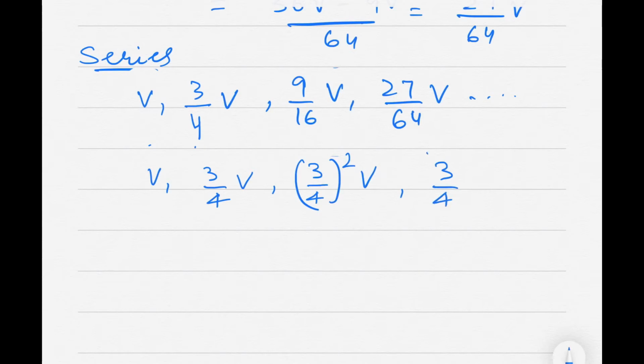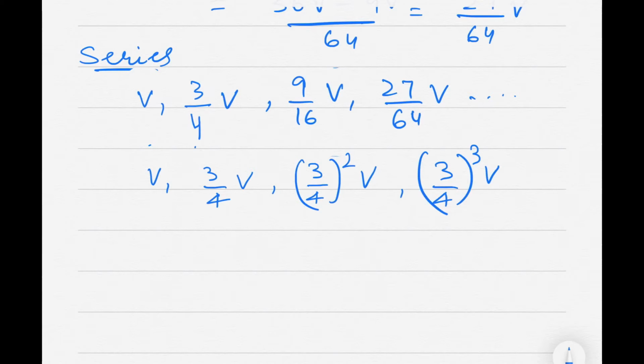And this comes out to be (3/4)^3 V. So these are the different terms of the series. So I know the common difference won't be the same. It's multiplied by 3 by 4, 3 by 4, 3 by 4, right?